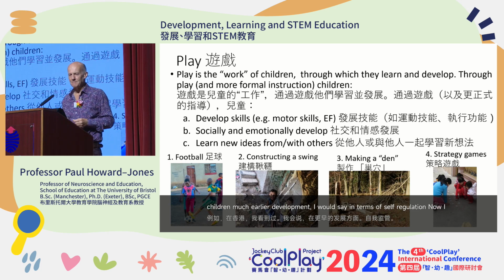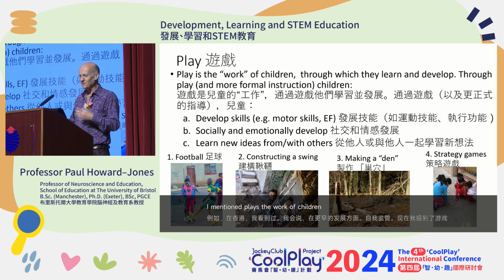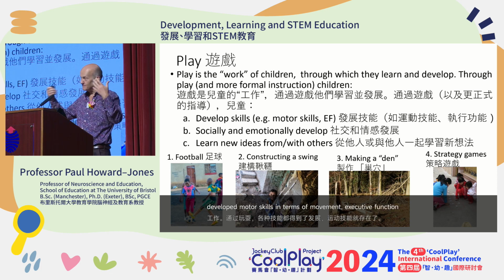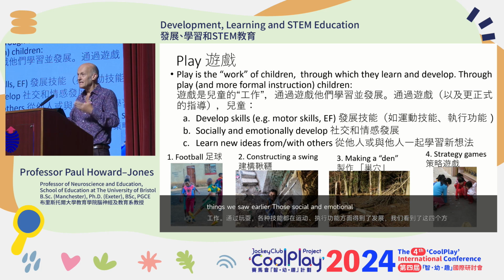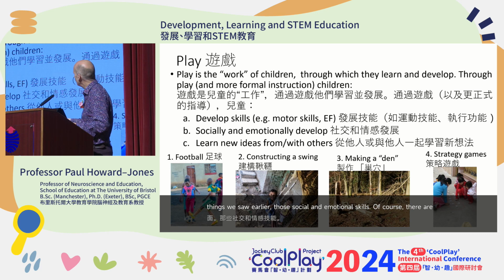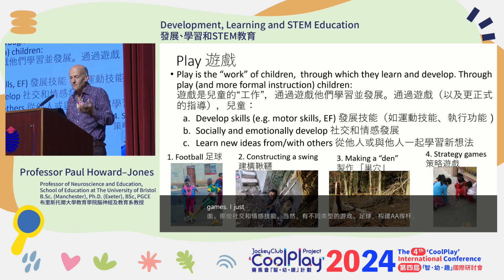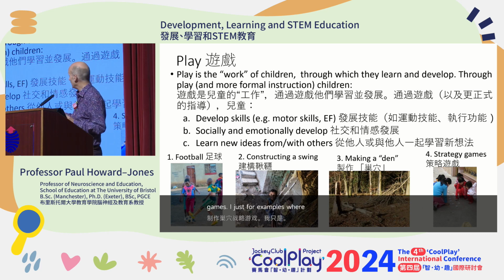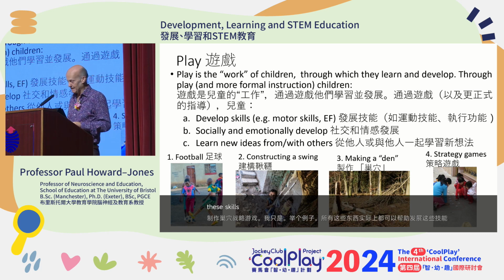Now, I mentioned play. Play is the work of children, and through play, all sorts of skills are developed. Motor skills in terms of movement, executive function, those 4 things we saw earlier, and social and emotional skills, learning from each other. Of course, there are different types of play. Football, constructing a swing, making a den, and strategy games are just 4 examples where all of those things can help develop these skills.